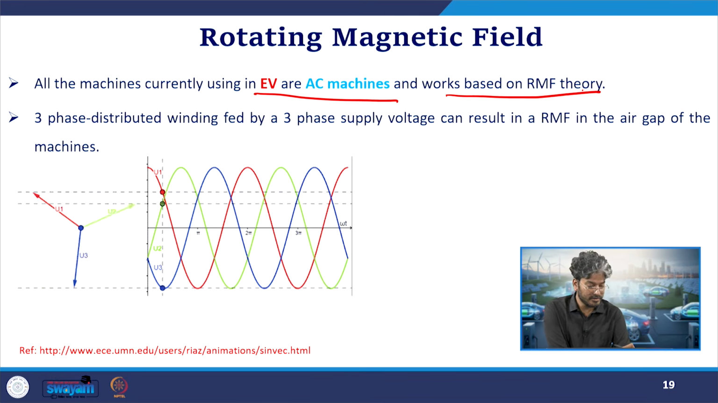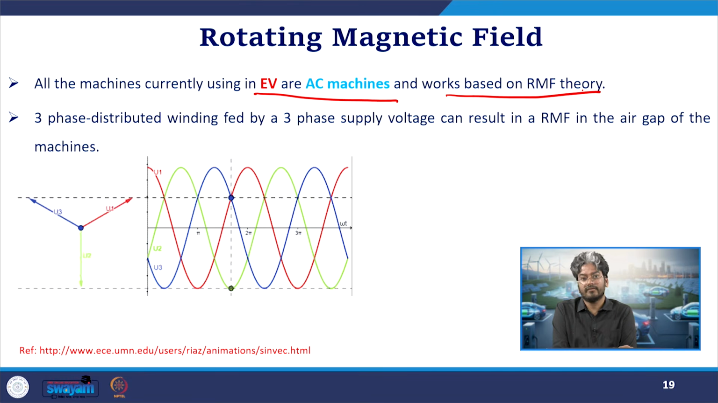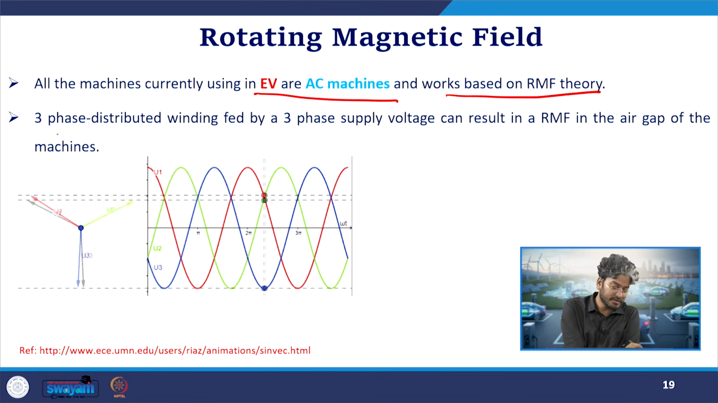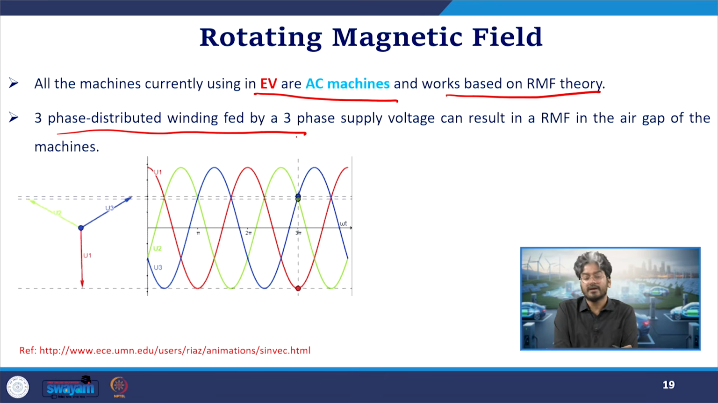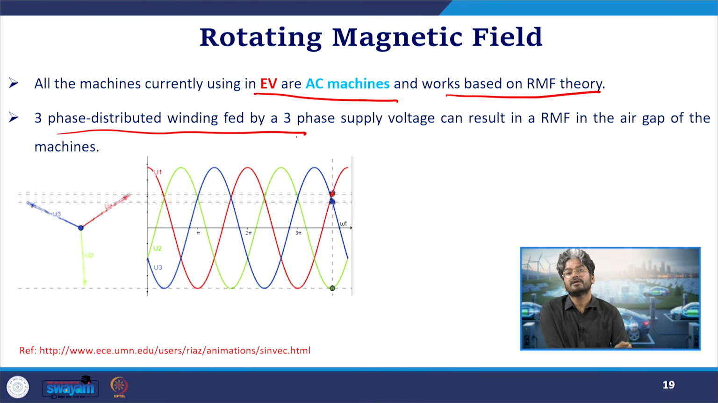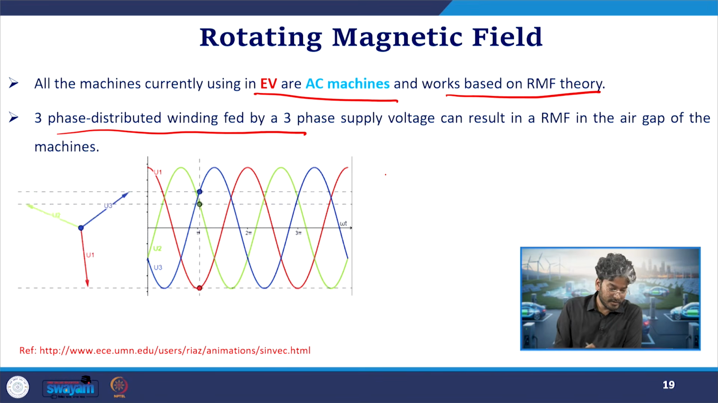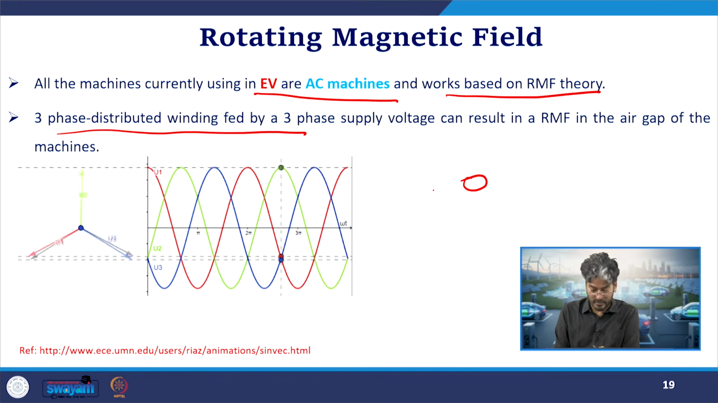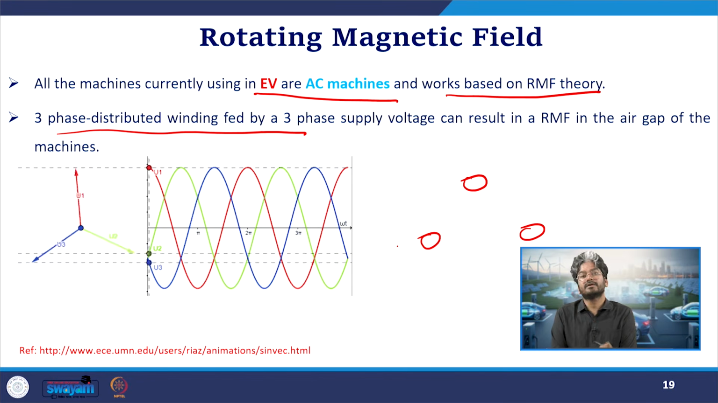Okay, so in this case, what are the conditions required to have a rotating magnetic field? First is we should have 3-phase distributed winding, and it should be supplied by 3-phase balanced supply. So what is the meaning of that? What is the meaning of 3-phase distributed winding? If I have the axis of A phase over here, the B phase winding and C phase winding should be space displaced by 120 degrees.